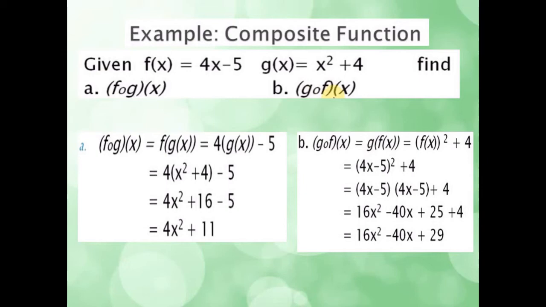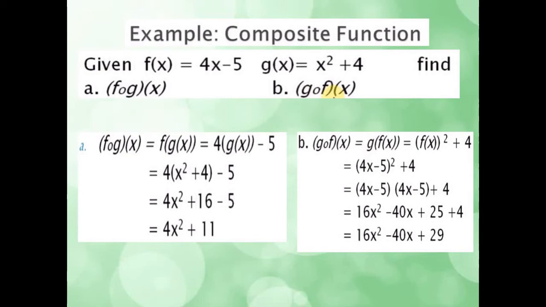That is equal to 4 times the quantity g of x minus 5. g of x is x squared plus 4, so you substitute it for x. So, 4 times the quantity x squared plus 4 minus 5.